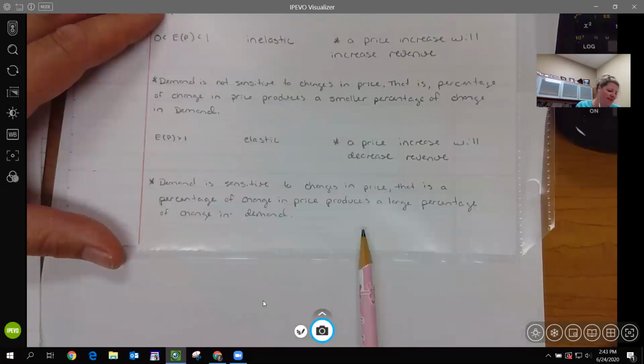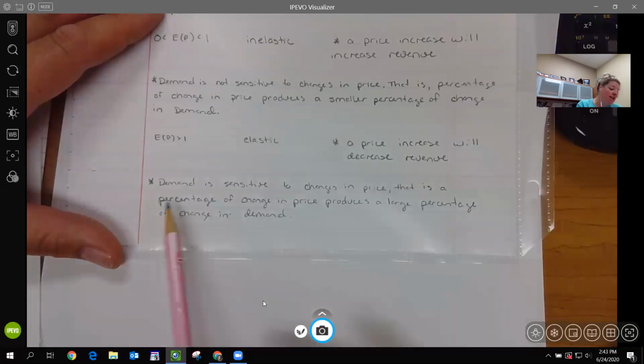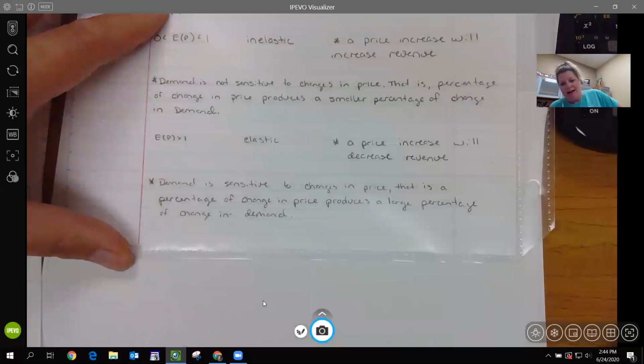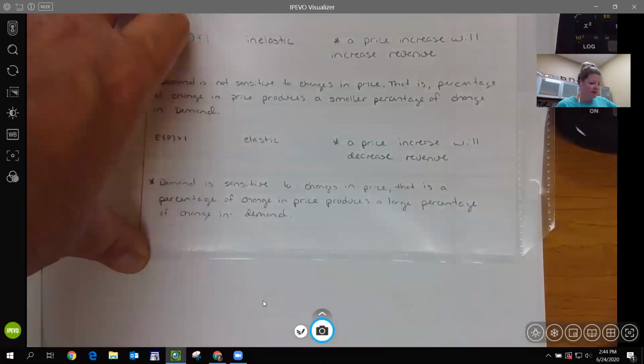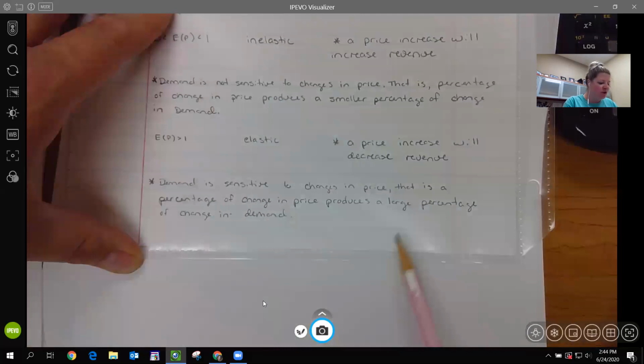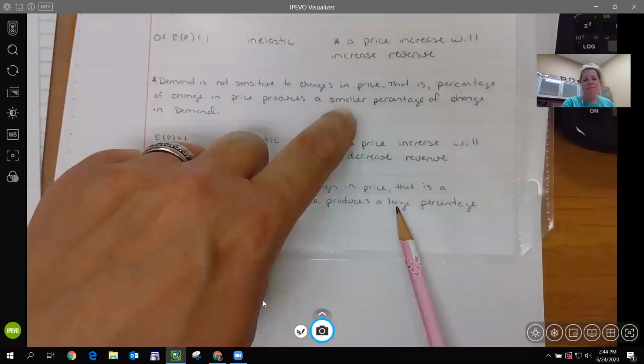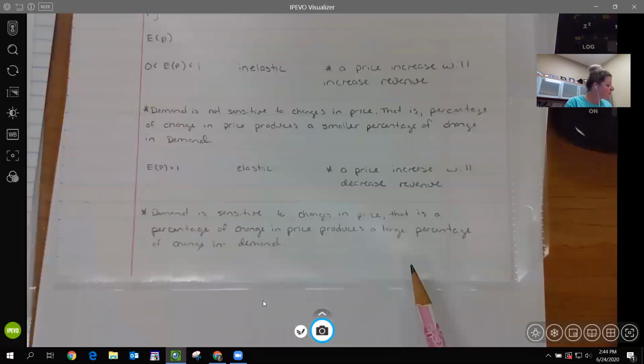That is, a percentage change in price produces a large percent change in demand. Oh, sorry, I read small instead of large. That's wrong. There's our big word change from one to the other. So pause, write that down.